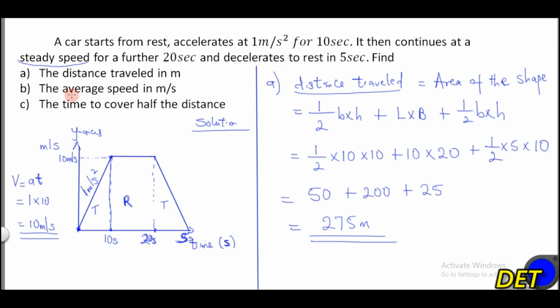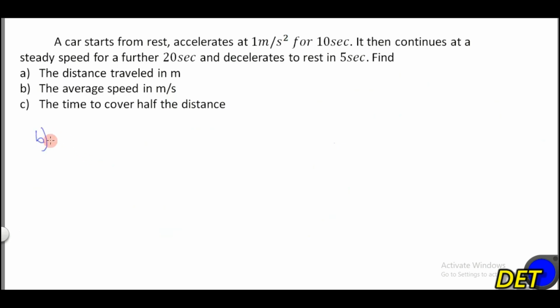Then the next thing that we're looking for is the average speed in meters per second. So we'll put our B here. So what is average speed? What's the formula for average speed? Average speed will be equal to the total distance over the total time taken. So the total distance traveled over the total time taken will give us our average speed.